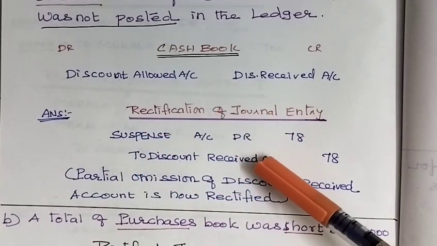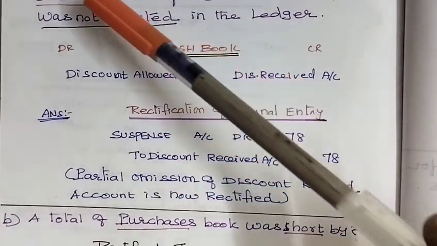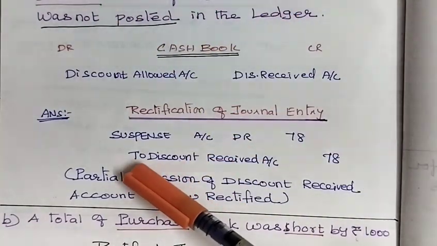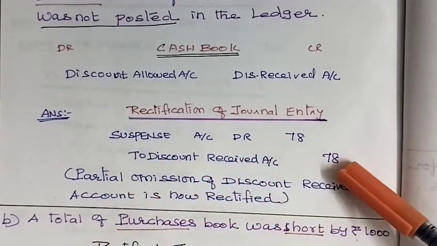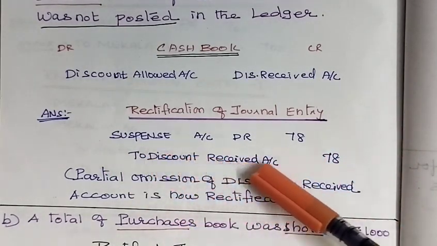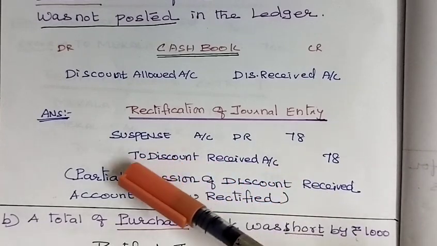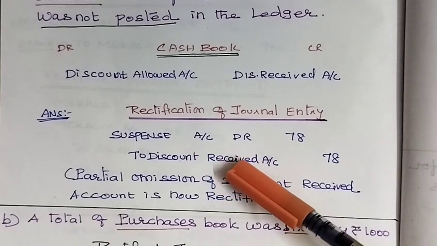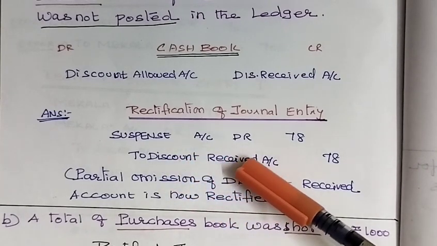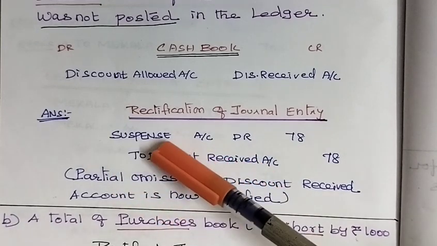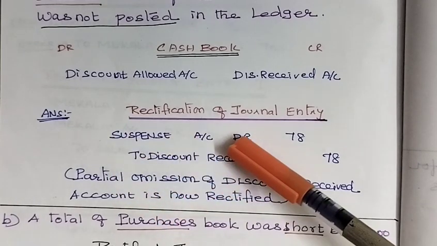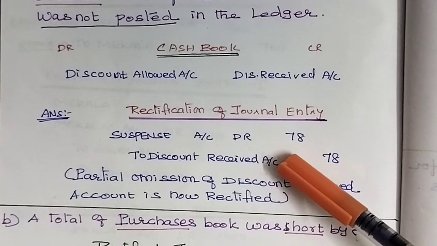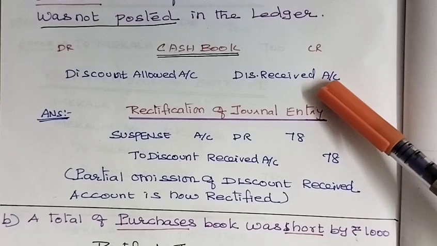On the credit side they omitted the discount received account, so we have to credit the discount received account 78 rupees. We entered the discount received account on the credit side. On the opposite side we debit the suspense account rupees 78. This is the rectification journal entry for the discount received account.